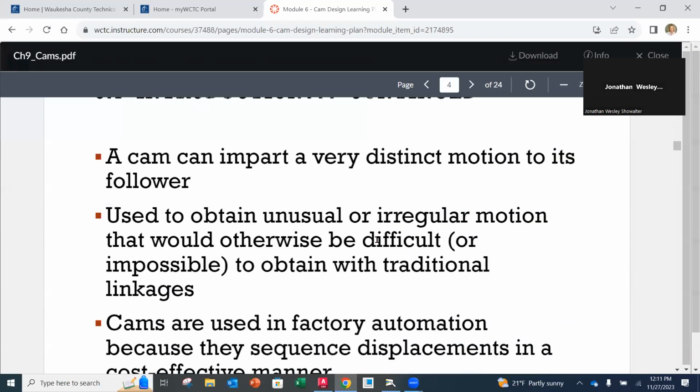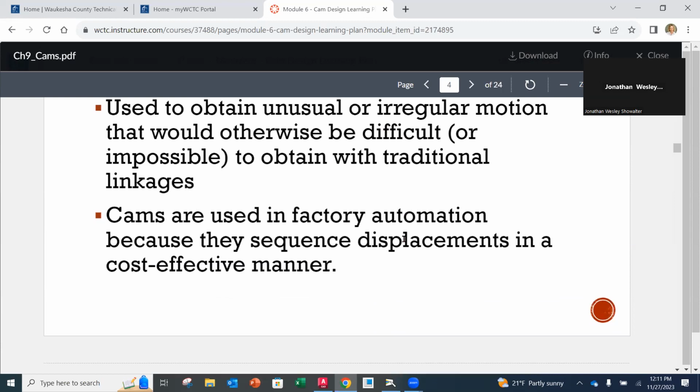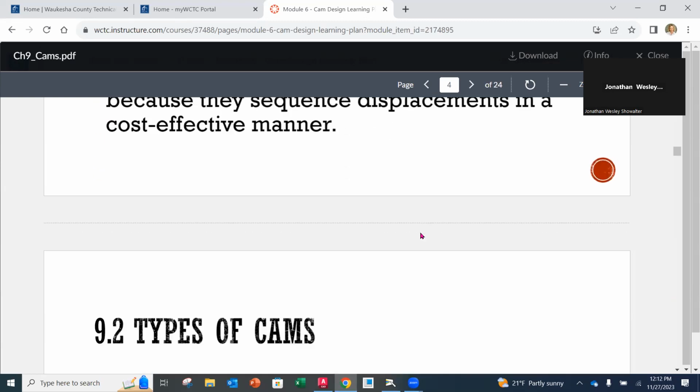Now, a cam can impart very distinct motion to its followers, and in some cases, it's the only way that we can impart motion. A lot of times where it's difficult to achieve with a linkage, as we've seen in the past, or the most common types of linkages, cams can do this very efficiently and quite cost effectively. Cams are used in factory automation and a lot of different operations. We see them in engines because they sequence displacements in a very cost-effective manner.